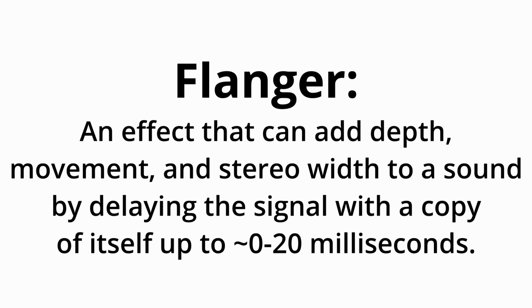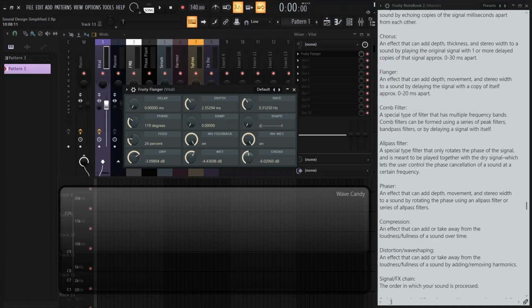A flanger is an effect that can add depth, movement, and stereo width to a sound by delaying the signal with a copy of itself, up to about 20 milliseconds. Here's what a flanger sounds like.